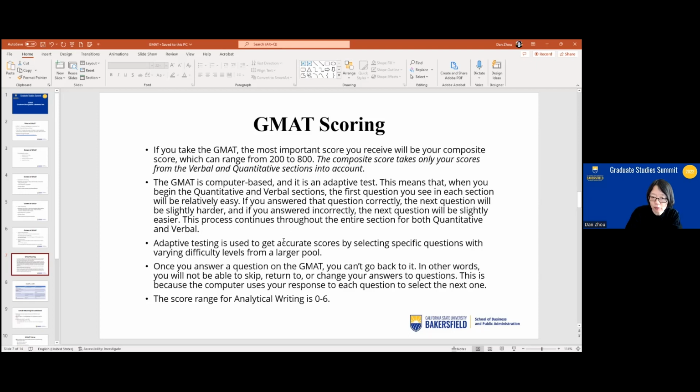Other than the verbal and quantitative reasoning, the first two sections, the third section, which is analytical writing, has a score range from 0 to 6. If you did not graduate from any CSU campus or UC, this section is required if you apply to our MBA program. If you have a score of 4.5 or above, you meet the GMAT requirement for the graduate program. Okay, so this analytical writing section can also be useful.